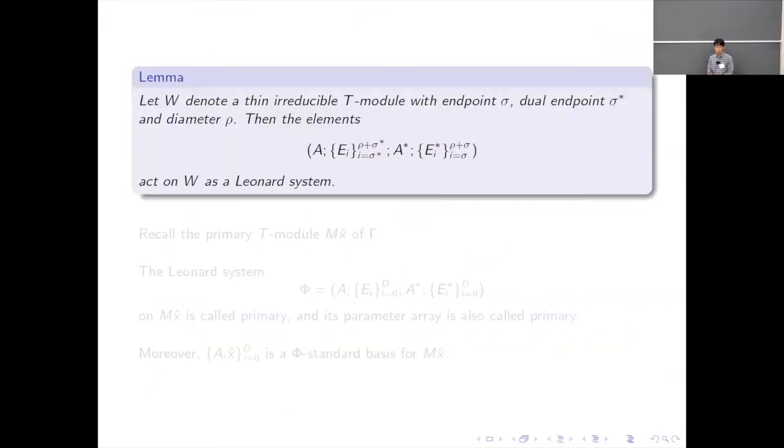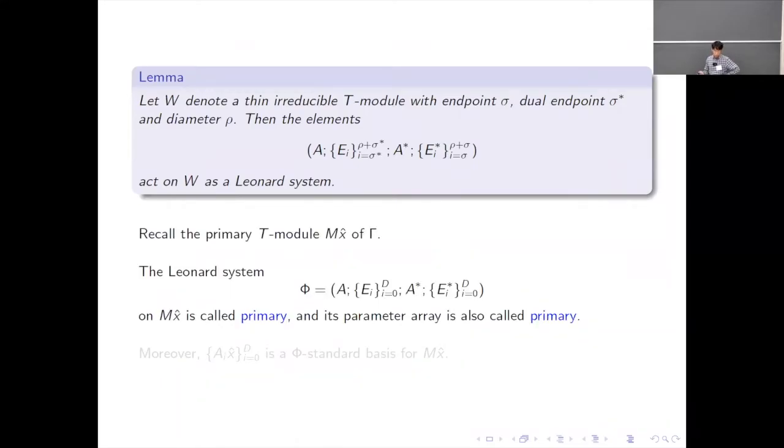This is the lemma. When we have a thin irreducible T-module with endpoint sigma, dual endpoint sigma star, and diameter rho, then the sequence of elements you see there acts on the thin irreducible T-module as a Leonard system. So, when we recall the primary T-module M x hat with endpoint 0, dual endpoint 0, and diameter d, then this element acts on M x hat as a Leonard system, and this is called the primary Leonard system. And also the corresponding parameter array is called the primary parameter array.